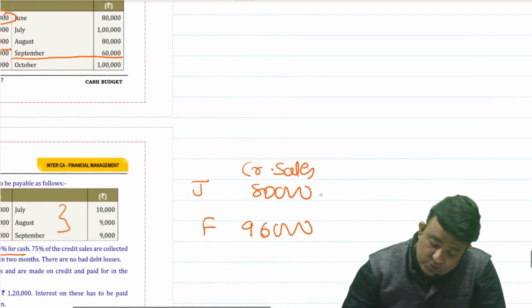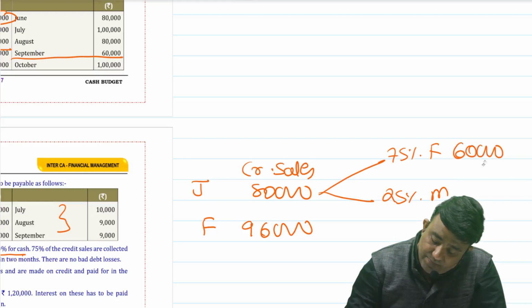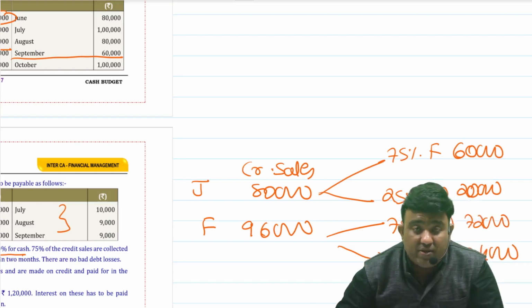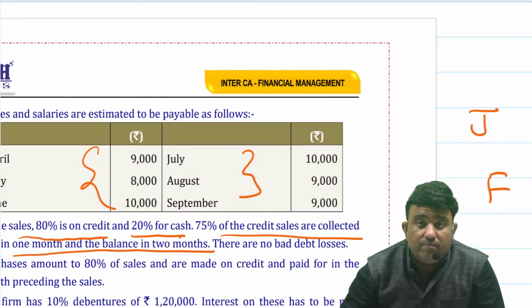And out of this, student, 75% will be collected in Feb, 25% in March. So 60,000 Feb, 20,000 March. Same way, 75% will be March, 25% will be April. So you can say 72 and 24. And so on, student, you can prepare the answer, because they've said 75% of credit sales are collected in 1 month, balance in 2 months. Clear, everyone?